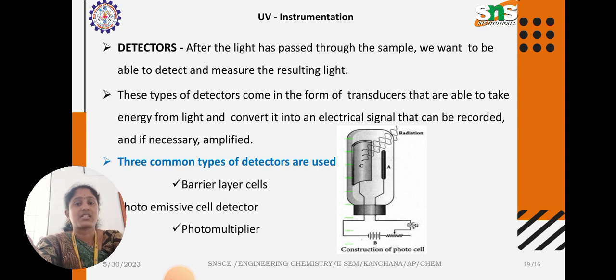And detectors. After the light has passed through the sample, we want to be able to detect and measure the resulting light. These detectors come in the form of transducers that are able to take energy from light and convert it into an electrical signal that can be recorded and, if necessary, amplified. Three common types of detectors are used: barrier cells, photomultiplier, and photoemissive cells detector.